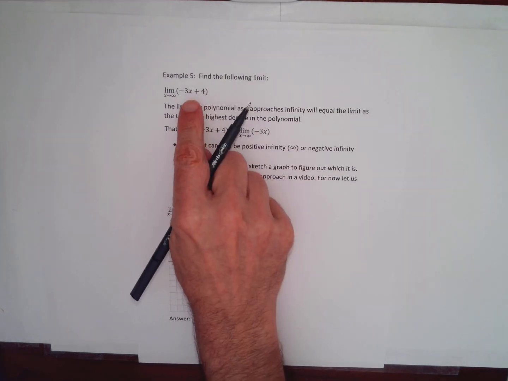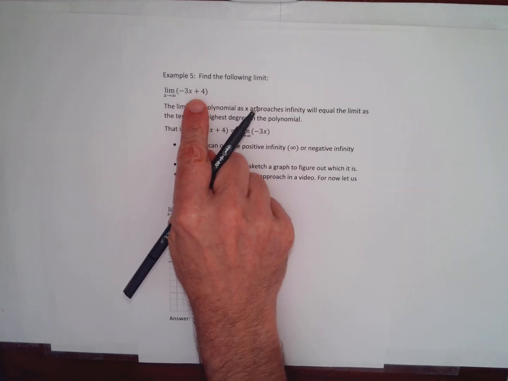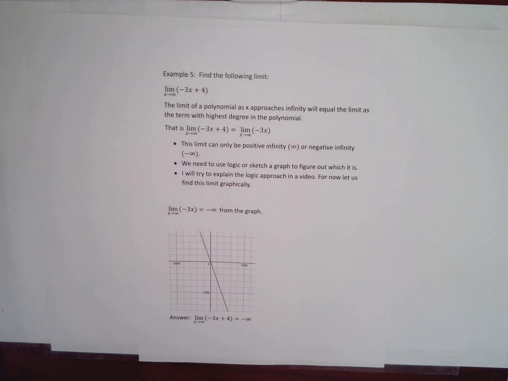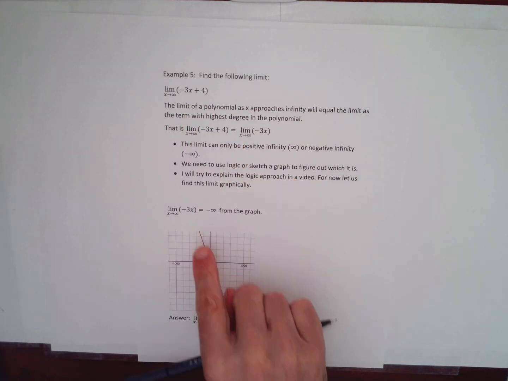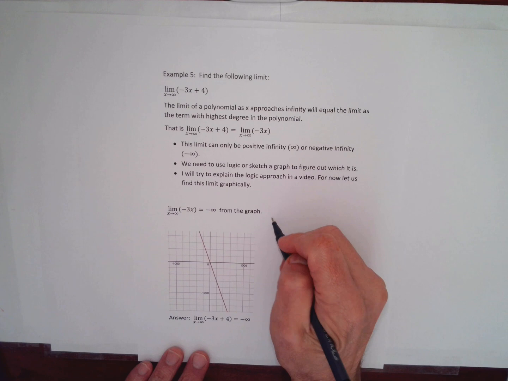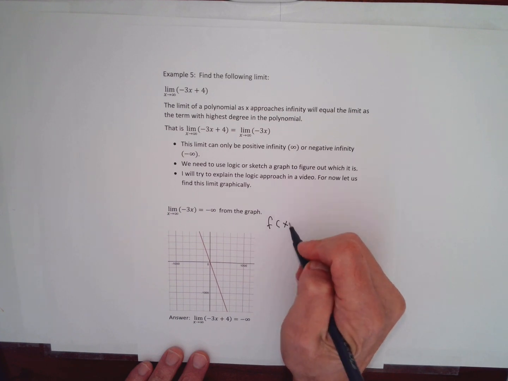When I do the limit of a polynomial, this is not a fraction, the limit's either going to be positive or negative infinity, and that depends on what the graph looks like, or depends on what a table looks like, or it depends on how I can logic it out. So for this limit, I sketched the graph right here. This is the graph of f of x equals negative 3x plus 4.